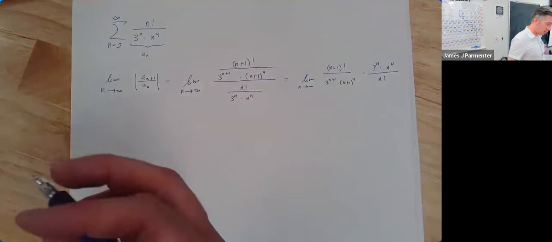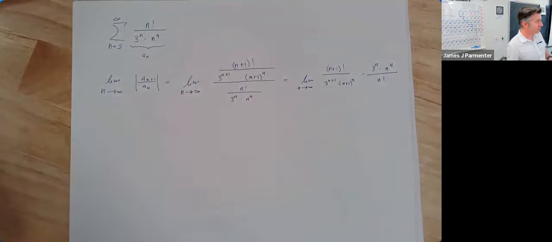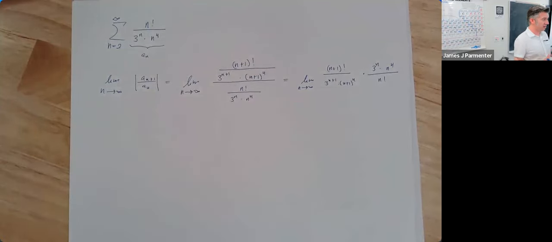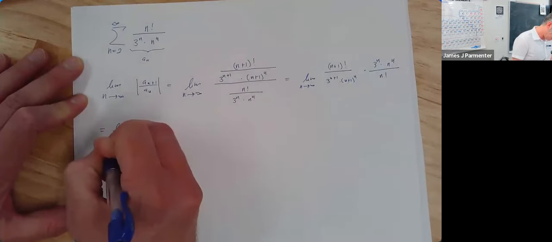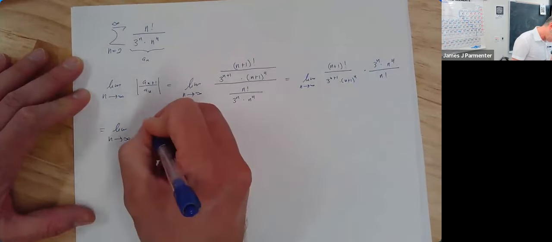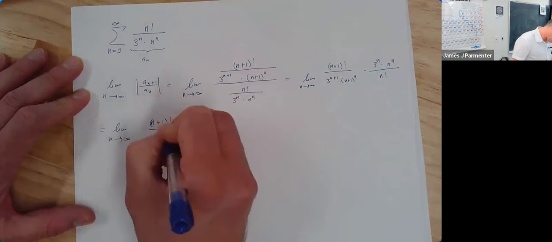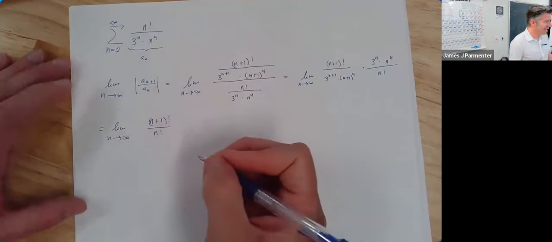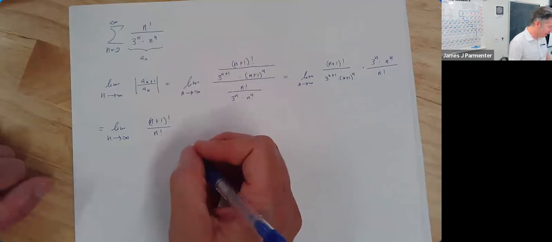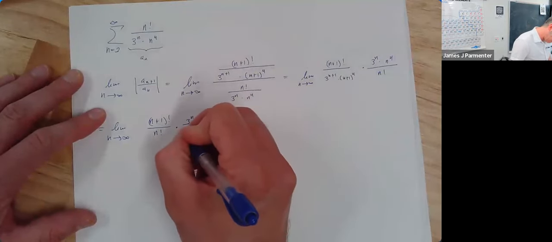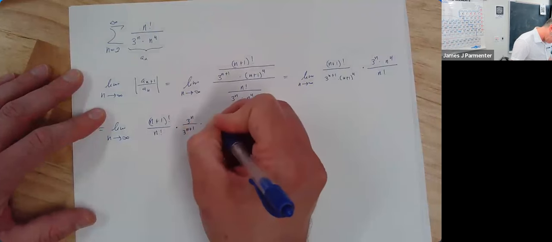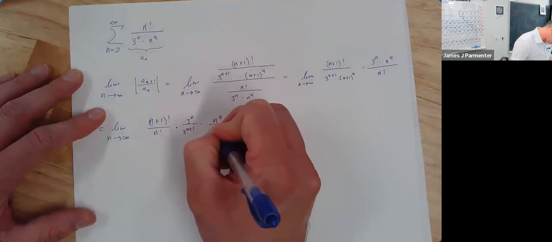This is always the way to go. You want the factorials together. You want the things raised to the nth power together. You want the things that are powers of n together. So I'm going to write this as the limit as n goes to infinity of (n plus 1) factorial over n factorial. No, we can't just cancel the factorials. They do not cancel. And then we have 3 to the n over 3 to the n plus 1. And then we have n to the fourth over (n plus 1) to the fourth.